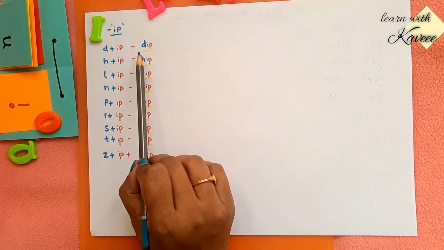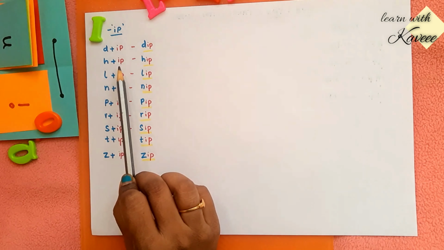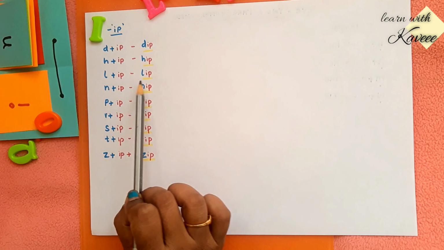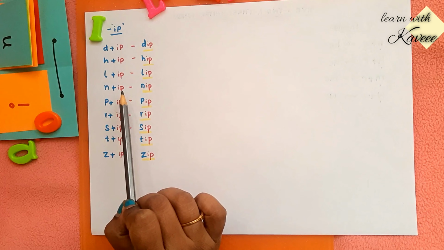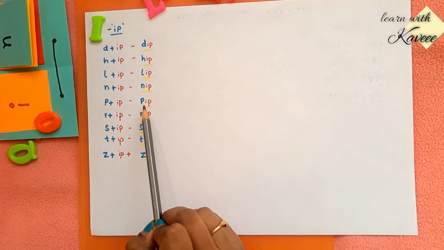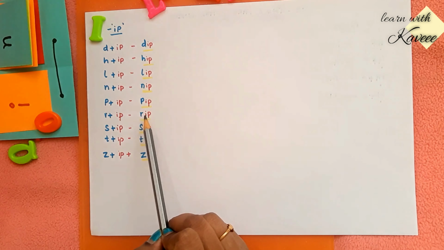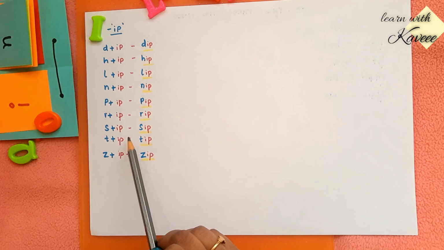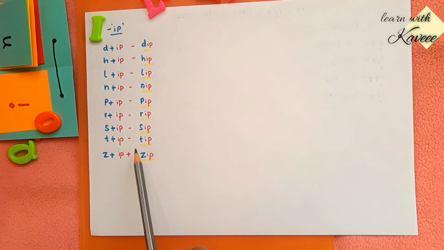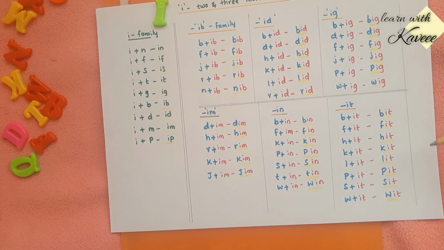D, ip, dip. H, ip, hip. L, ip, lip. N, ip, nip. P, ip, pip. R, ip, rip. S, ip, sip. T, ip, tip. Z, ip, zip. So like this we can introduce 3-letter words once kids become familiar with the 2-letter reading.